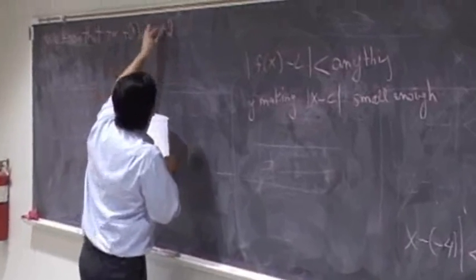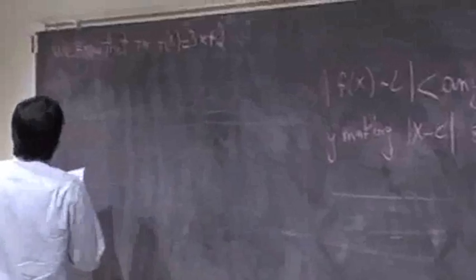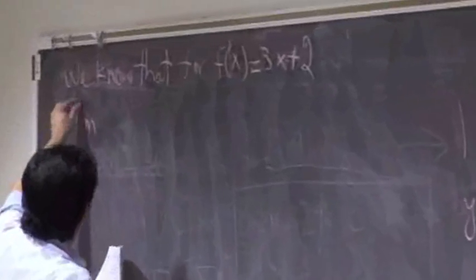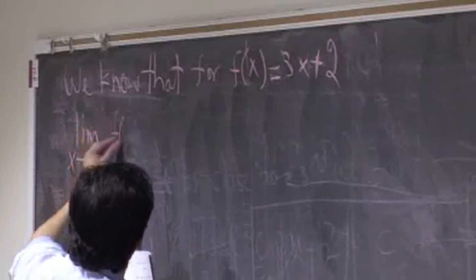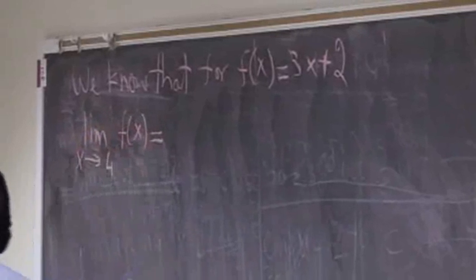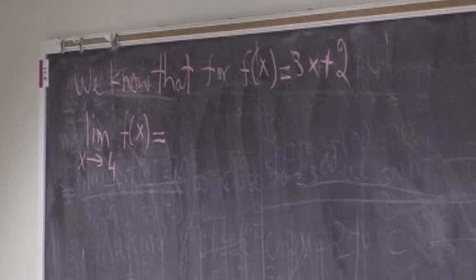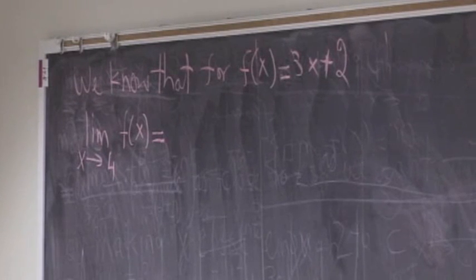Well, f of x equals 3x plus 2. We know this limit. What is that limit? 14. We know that, right? I mean, it makes sense, right? Now, what does that mean?